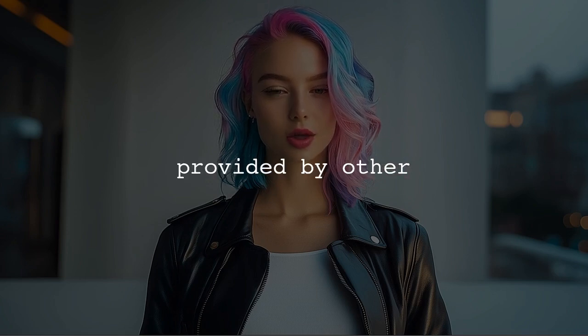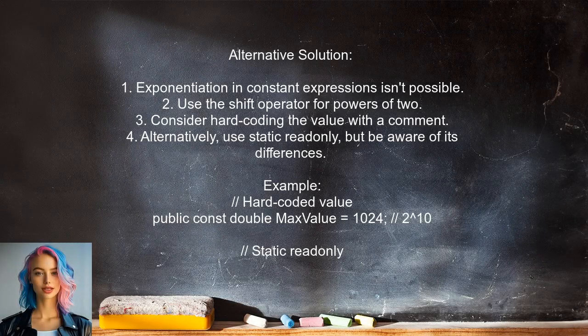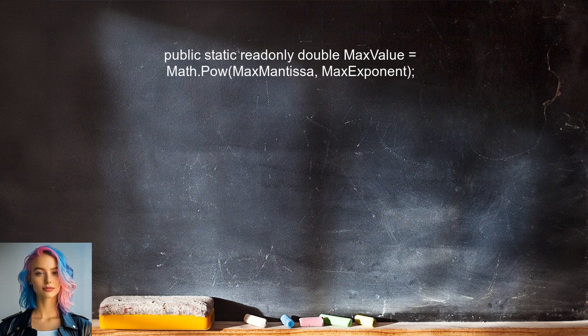Now let's look at the answers provided by other users. In this alternative approach, the user explains that exponentiation in constant expressions isn't possible in C sharp. However, for powers of 2, you can use the shift operator. They suggest hard-coding the value with a comment or using a static read-only variable, but note that static read-only doesn't have the same compile time behavior as constants.